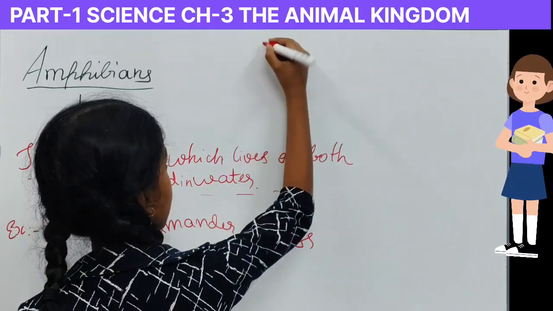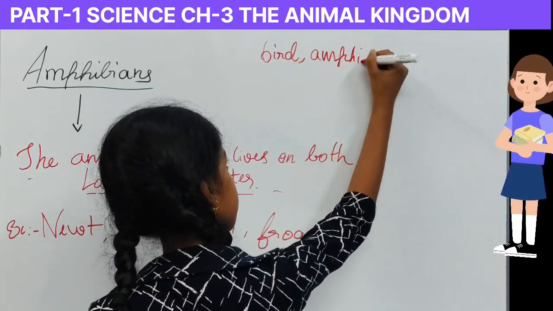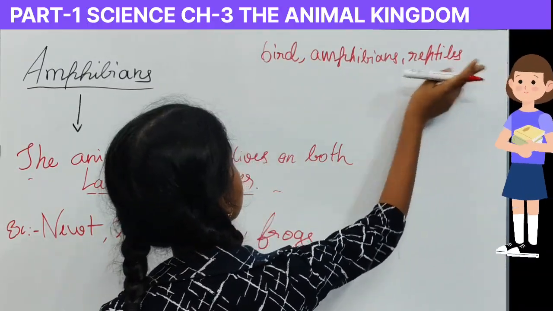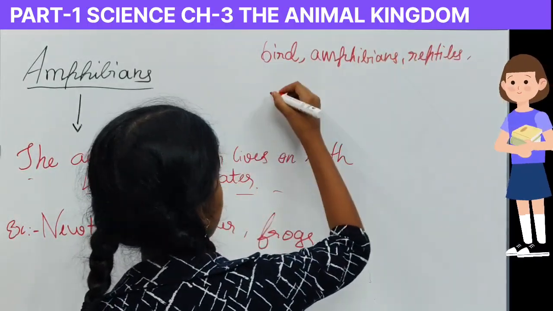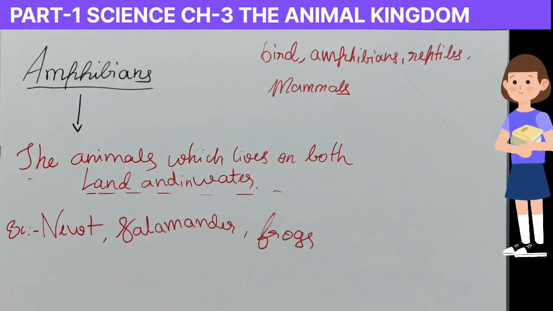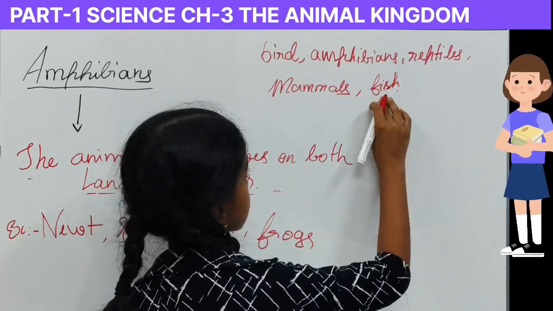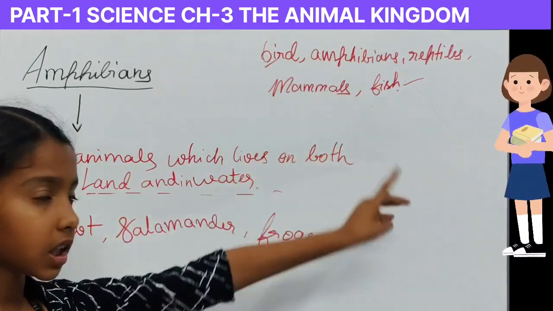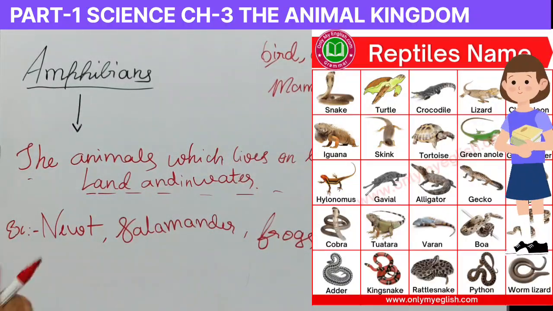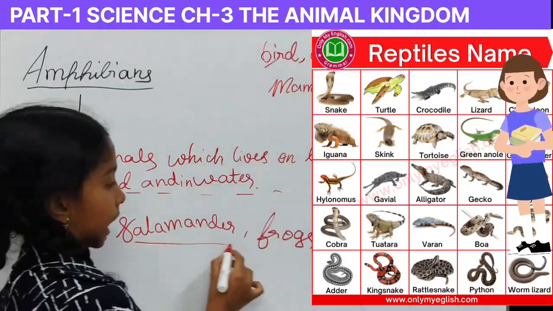Our topic was, say, bird, amphibian, reptiles, mammals and fishes. Leave the fish. This is finished and the bird finished. Amphibian is finished now. So next we are going to learn about the reptiles. See, the amphibian: the animals which live on both land and in water. Example, newt, salamander and frogs.